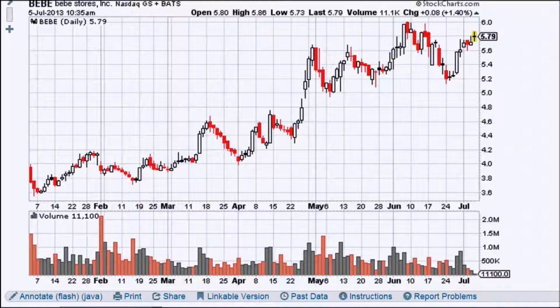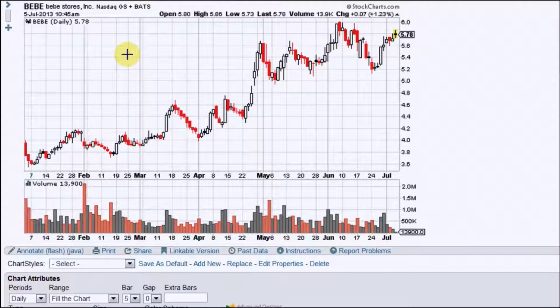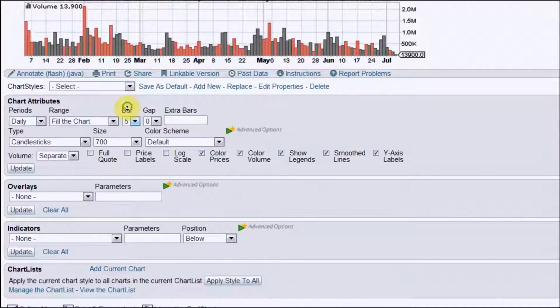Today's lesson is on stochastics, which was developed by George Lane in the late 1950s. It is a momentum indicator, and it shows the location of the close relative to the high-low range over a set number of periods. Let's go ahead and load up the stochastics indicator on a standard stock chart.